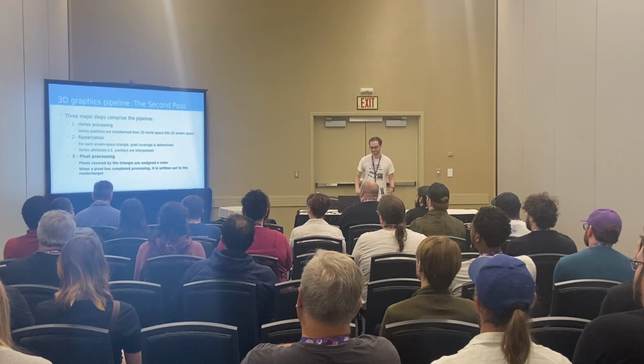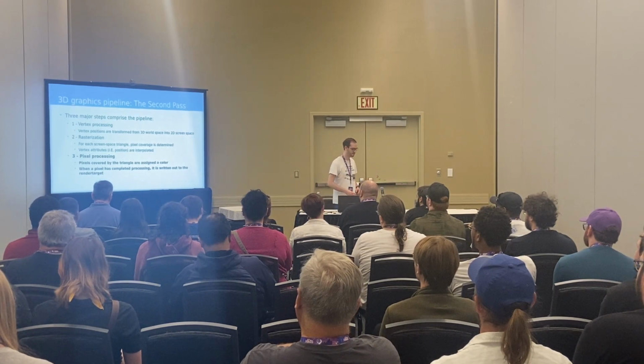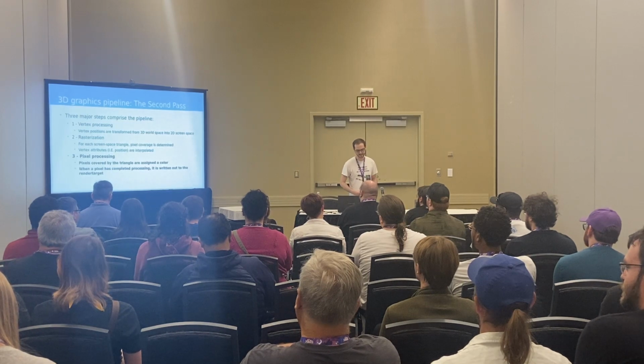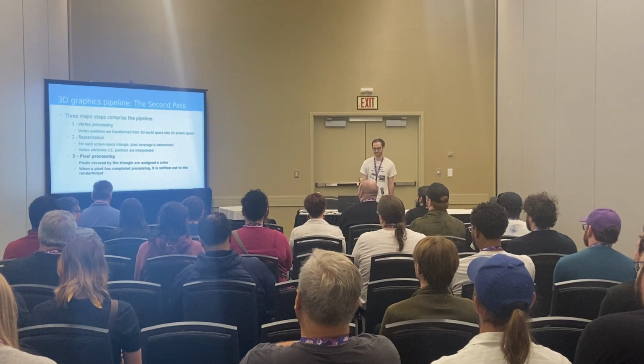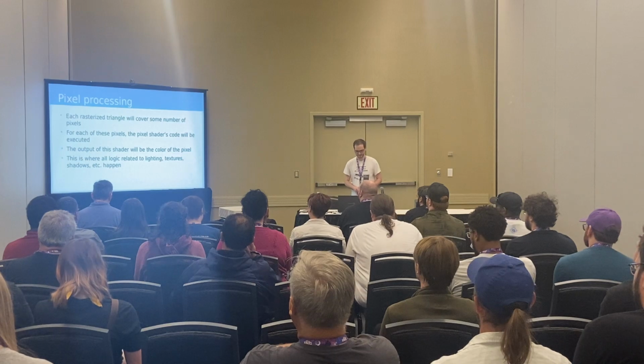pixel processing. So we now know all the pixels that are covered by our triangles, and we now want to assign them a color. And after we've assigned them a color, they can be written out to the render target, and we're done. So let's go over it.